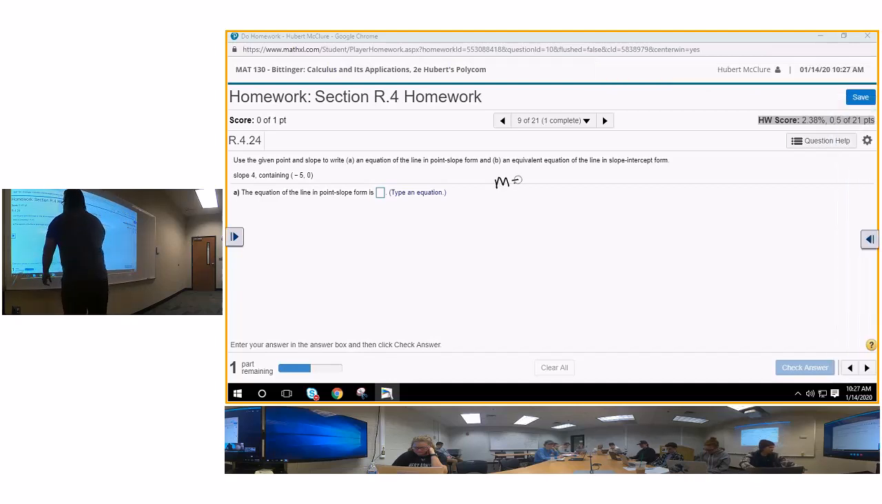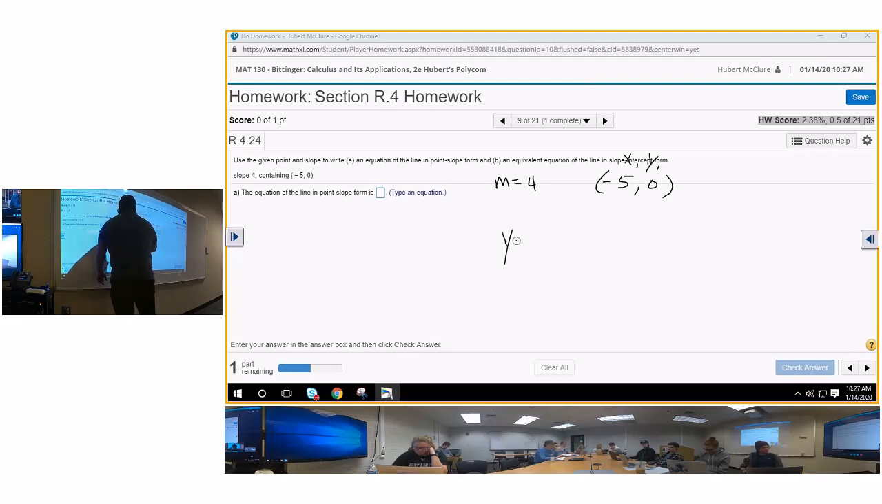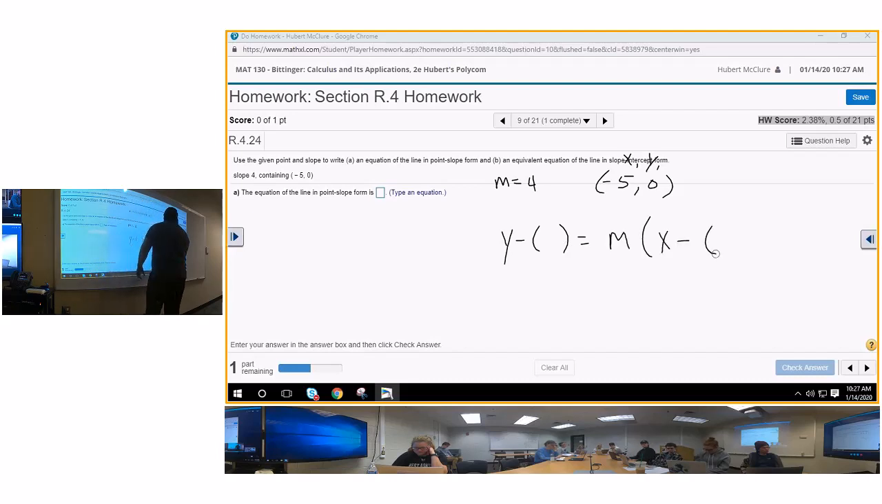All right, so here we go. M is equal to 4, and our point is -5, 0. That's our x sub 1, y sub 1. Y minus y sub 1 equals M times x minus x sub 1. And y minus 0 is equal to 4.